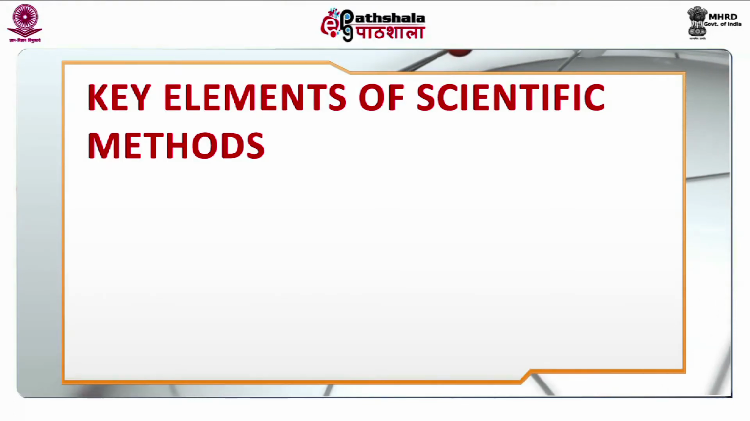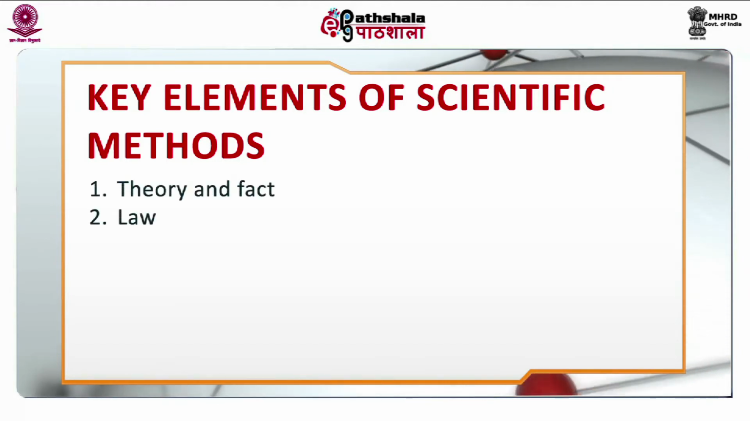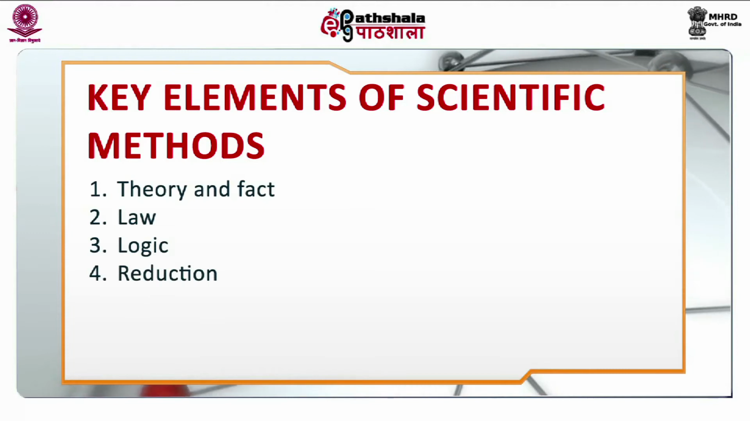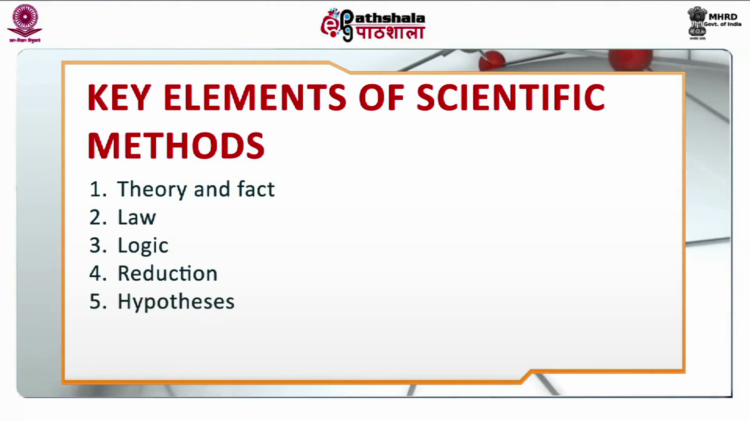In order to understand the above mentioned views, it is necessary to identify the key elements of scientific thinking and practices. It is also important to outline some of the philosophical problems as well as to examine some additional issues which arise when scientific method is applied to geography and also other similar disciplines. The scientific method is characterized by 5 key elements. These 5 key elements are theory and fact, law, logic, reduction, and hypothesis.